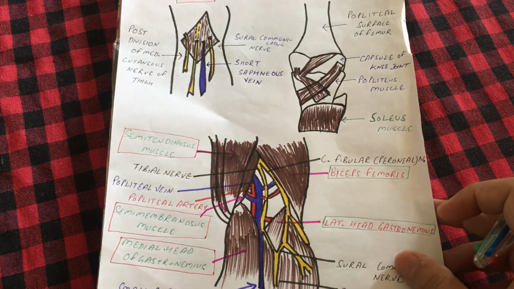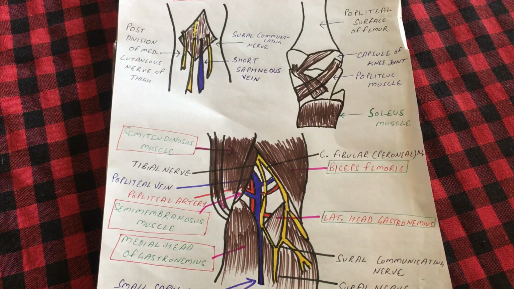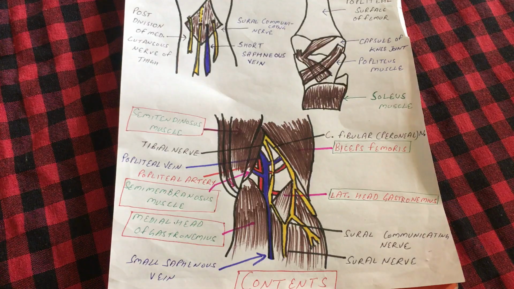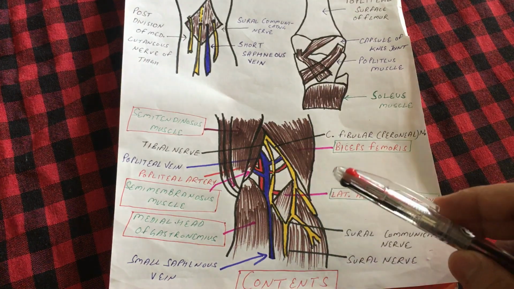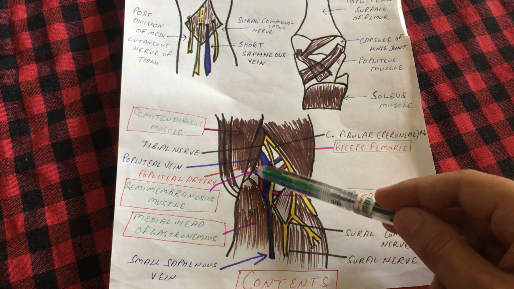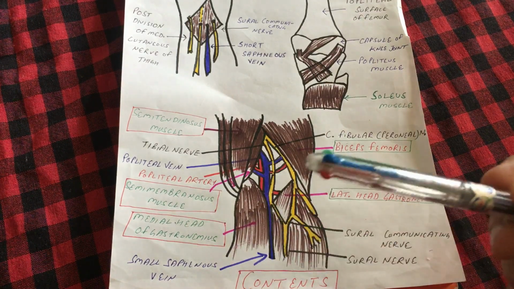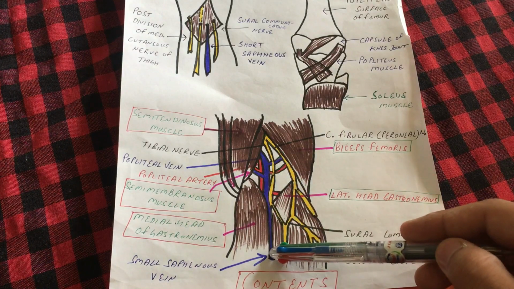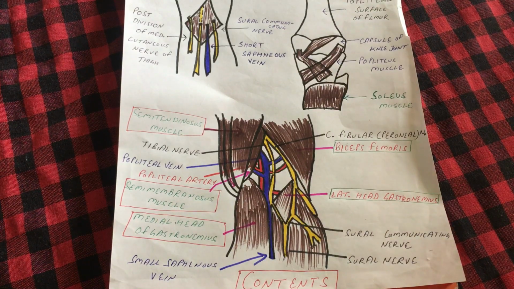Clear? So the mnemonic for the contents is vein, artery and nerve. V is for vein, that is the popliteal vein, A for artery, the popliteal artery, and N for nerve, that is the tibial nerve. Other contents of the popliteal fossa are the popliteal lymph nodes, branches of the tibial nerve and the popliteal artery, and the tributaries of the popliteal vein. Clear?